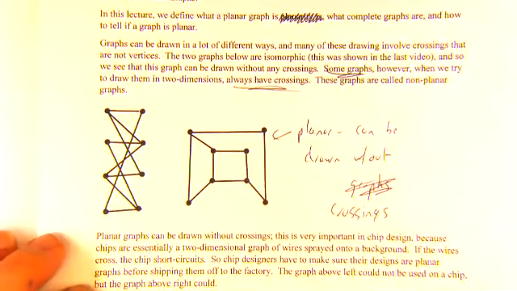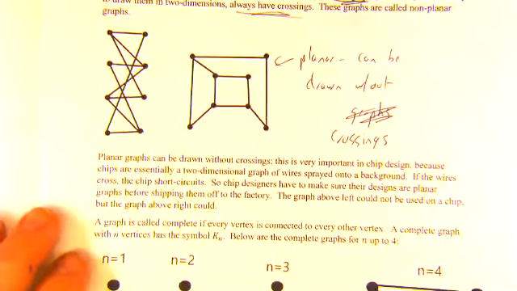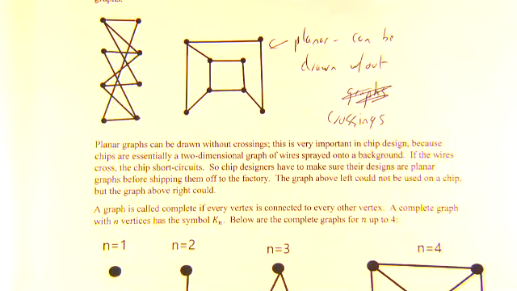Okay. Why is planarity important? If you're designing a microchip, essentially what you're doing is you're spraying a circuit onto a substrate, and the circuit is 2-dimensional, right? And you don't want the wires in your circuit crossing because that's a short circuit, it'll destroy the chip. So when you're designing a chip, you have to make sure that your design is a planar graph, right? And then you can actually build them.